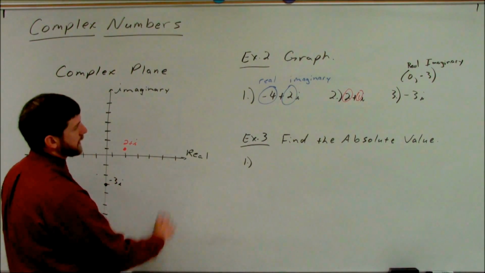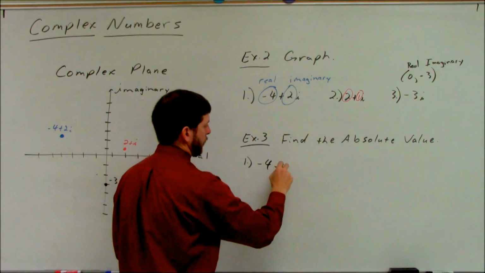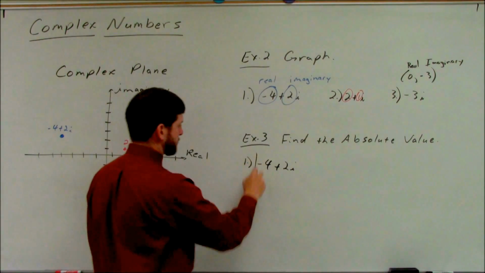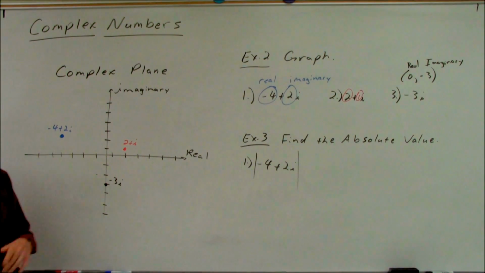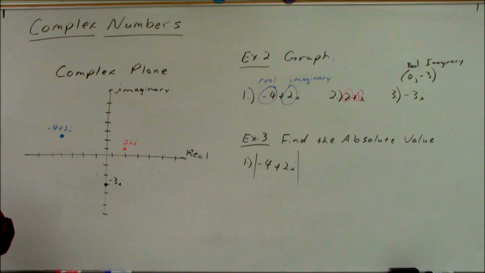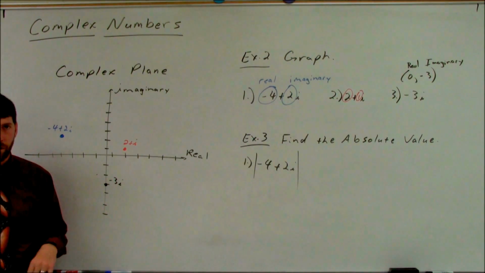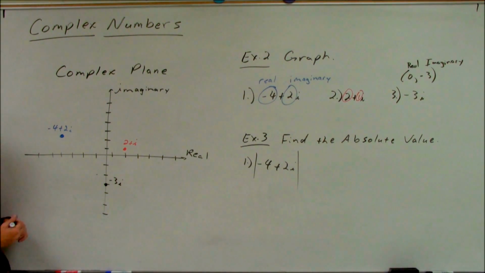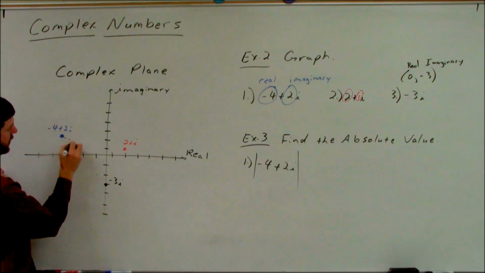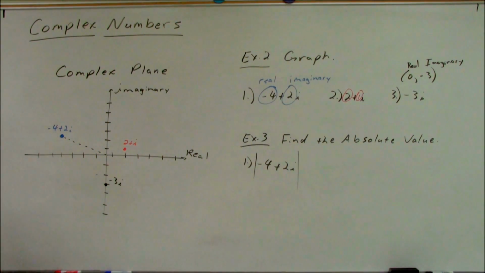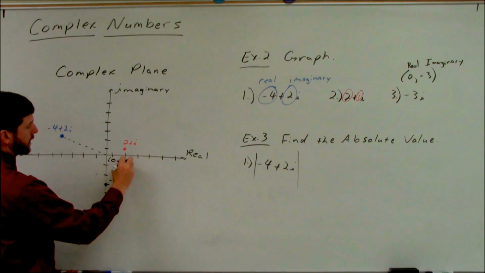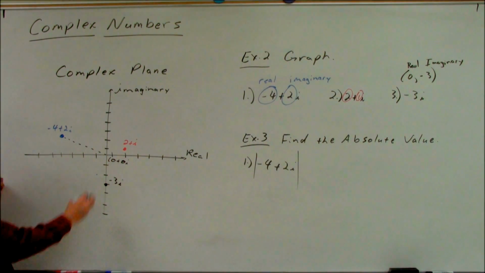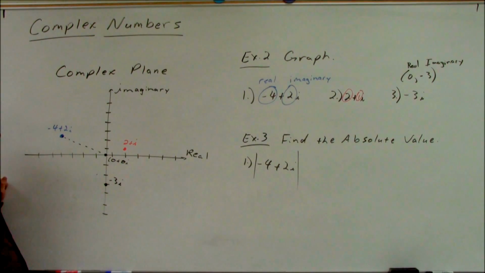Now let's say that we wanted the absolute value of negative 4 plus 2i. Well, what does absolute value mean? It doesn't mean take whatever's inside and make it positive. Absolute value means the distance from the origin. So if here's negative 4 plus 2i, I need to find how far it is to the origin. Well, we know how to do that because the origin is 0 plus 0i. It's just 2 points. I'm finding the distance between 2 points.